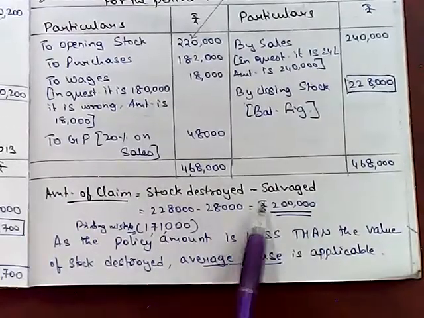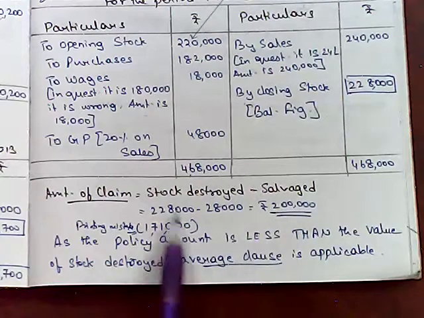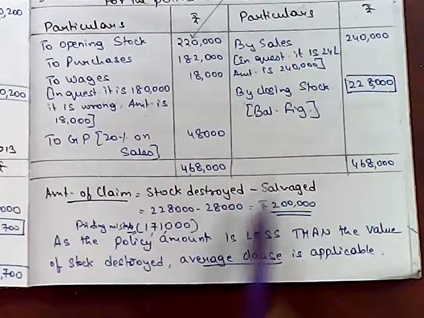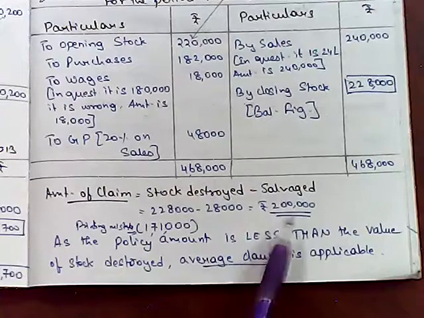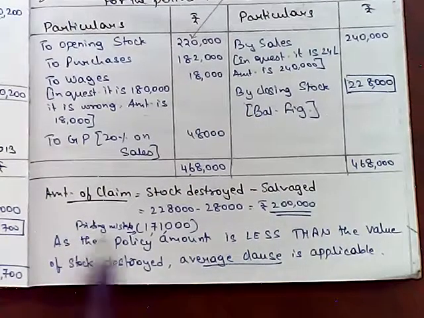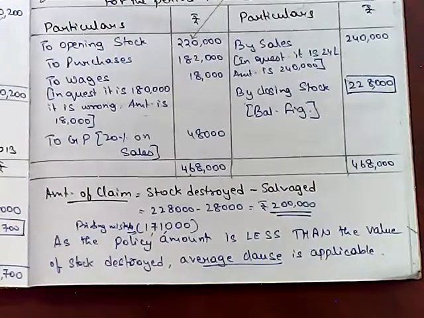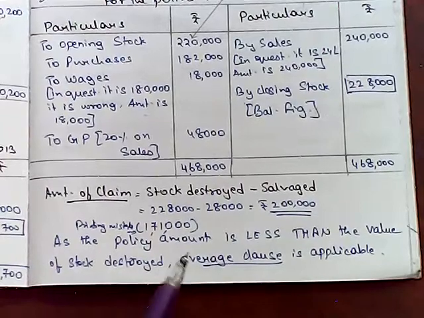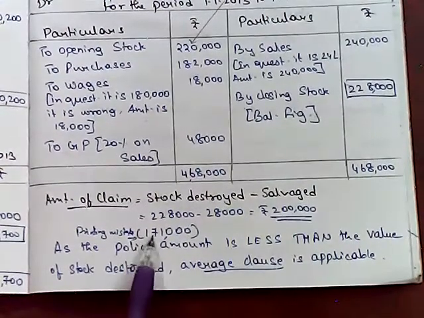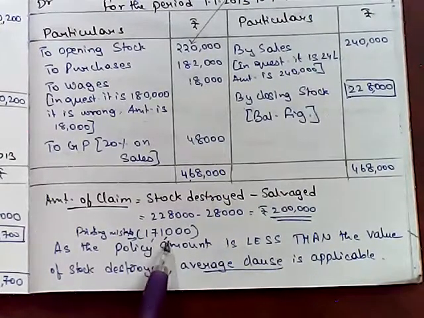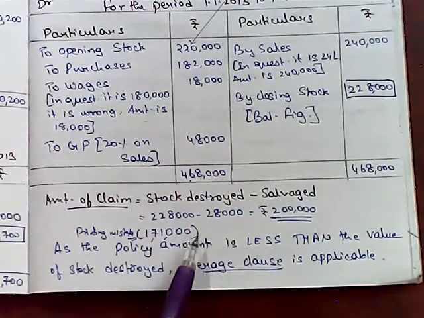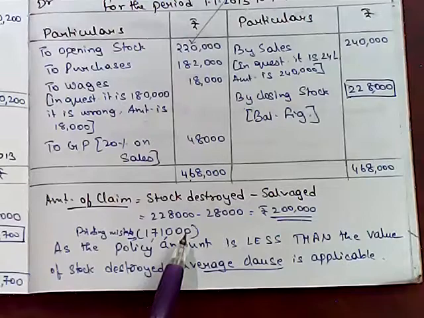Now the amount of claim is equal to stock destroyed as on date of fire minus salvage value, which is nothing but 2,28,000, that is what we have found out here, minus 28,000 given in the question, so it is 2 lakh. Now this is the amount of claim. Now in the question, the policy amount also has a printing mistake. The policy amount is only 1,71,000, but in the material there is one more zero added to this, so it makes 17 lakh. That is a printing mistake.